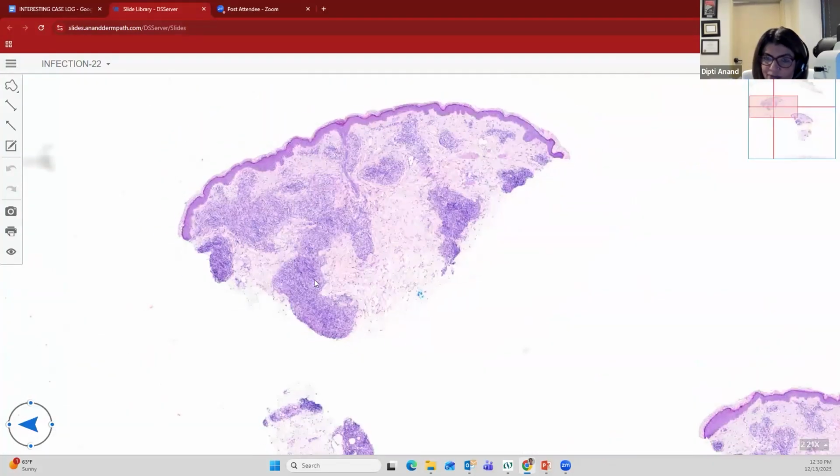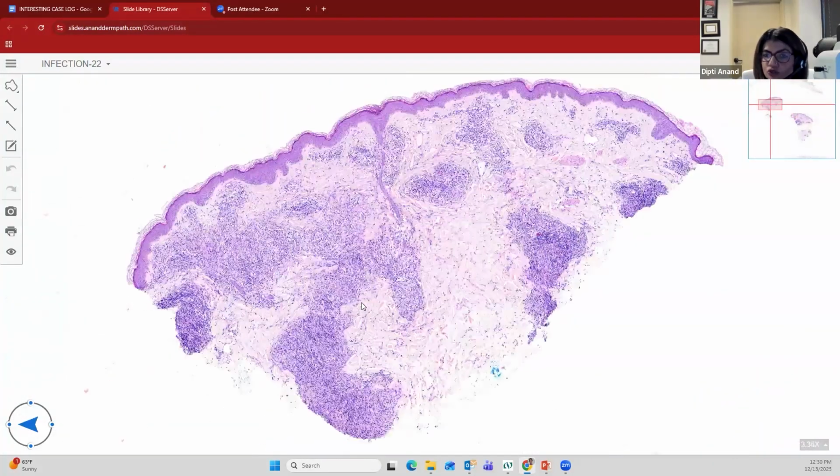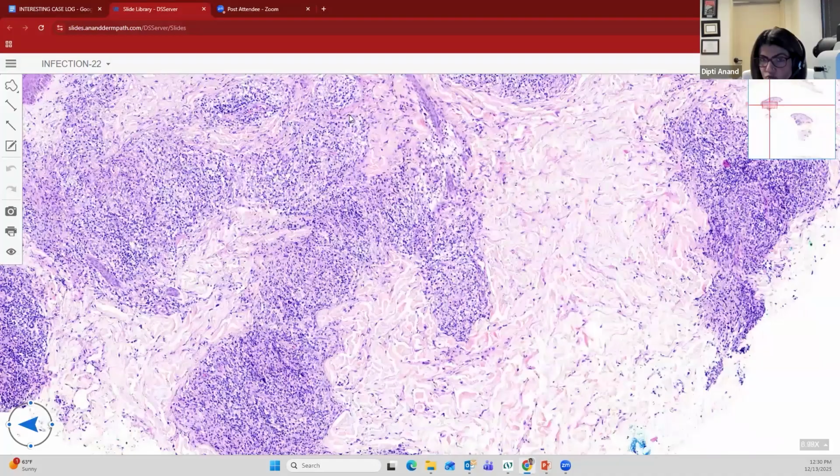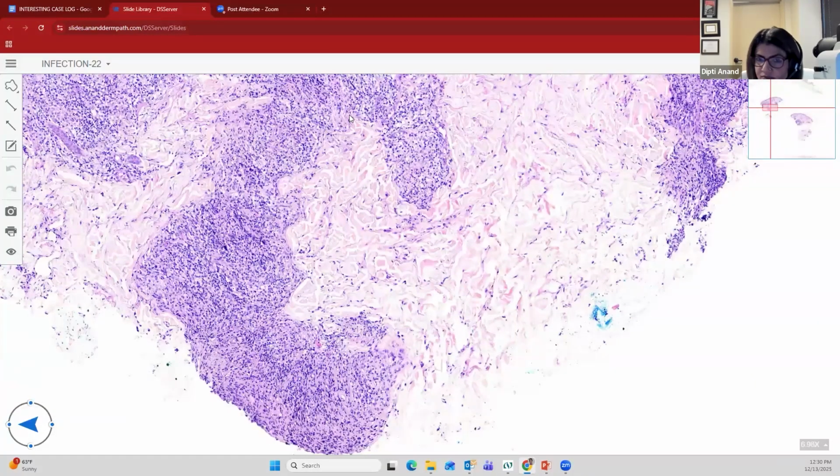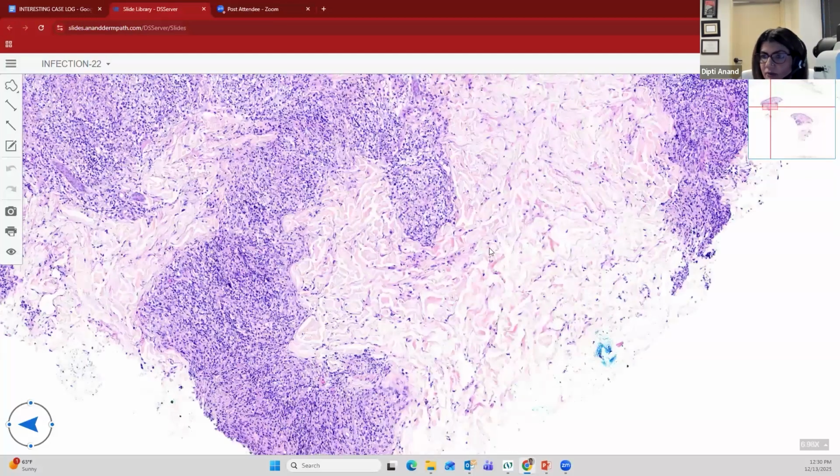So the second step in this would be to do a Fite stain. You will have to do it on multiple levels to detect one single organism. The more successful technique would be PCR. Okay, so that is about leprosy.